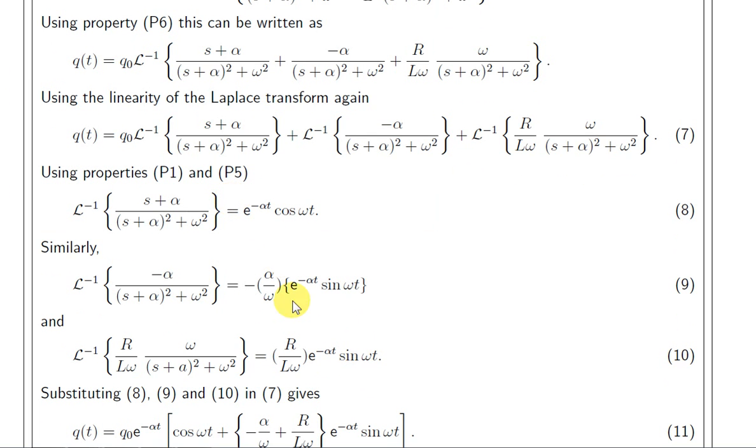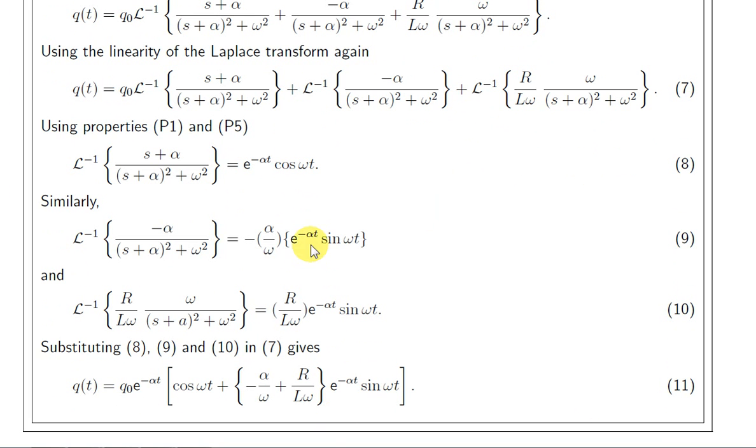Now, finally, we sub these three expressions into this up here. We have to multiply by q0. So we see that e to the minus alpha t appears in all three of them, so we can factorize that out. We can also factorize sine omega t out of these two expressions. So e to the minus alpha t is factorized out of all of them, and the q0 is factorized out of all of them. We've cos omega t, and then we're left with minus alpha over omega here and r over L omega.